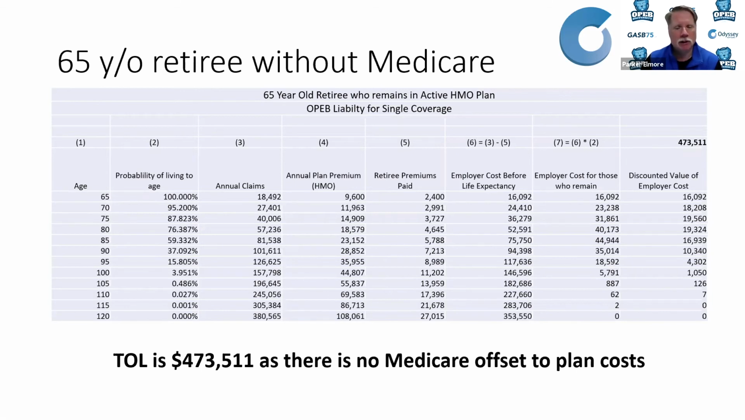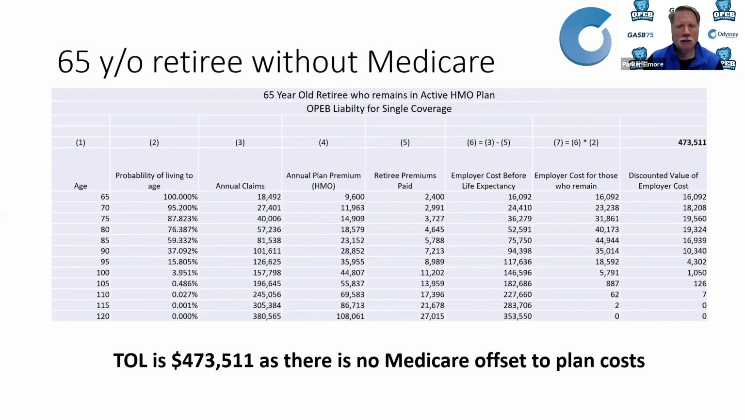This is the place when you hear your actuary talk about implicit cost, because the premium that you're charging them is $9,600, but their actual cost is more like $18,000 and change, which means that you as the employer have about a $16,000 liability for that 1 year. We discount that all back to today. That's about a $475,000 liability for that one retiree.